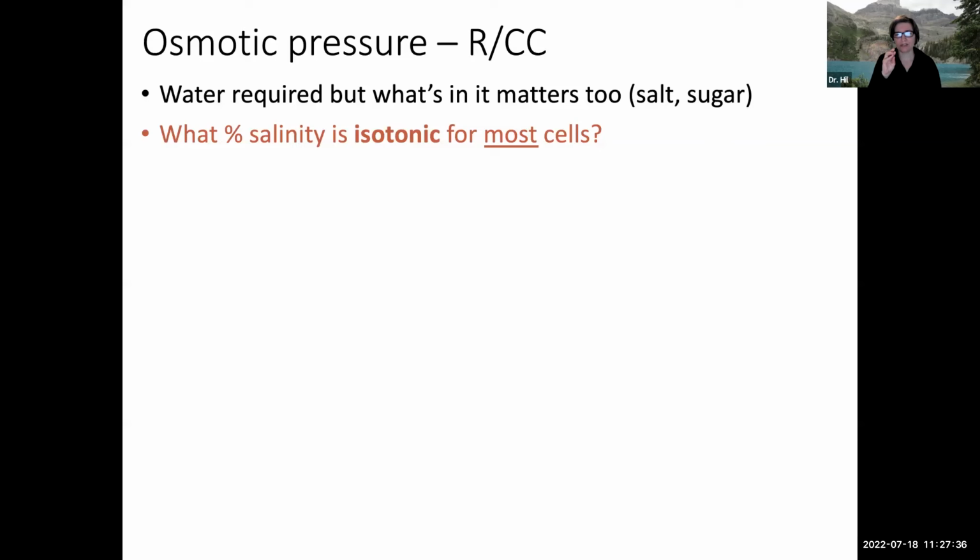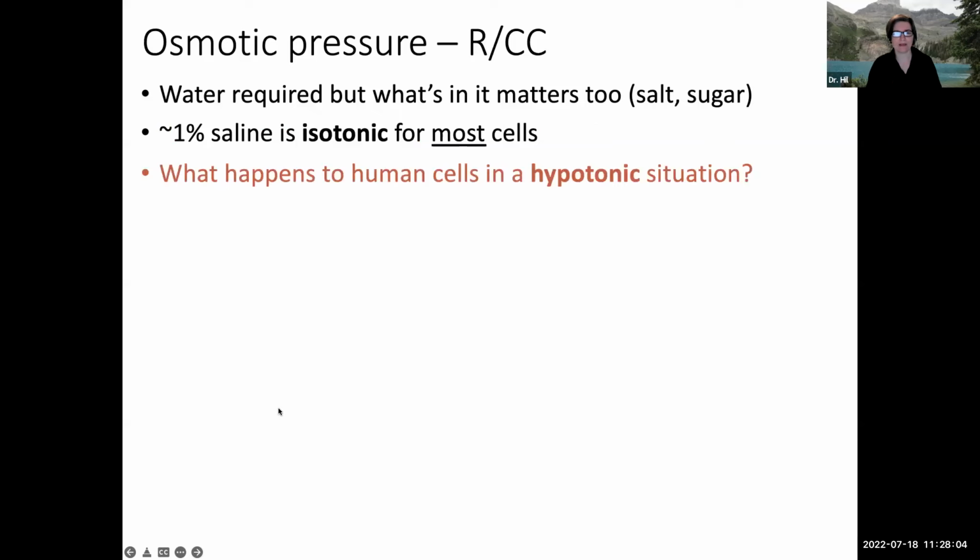What percentage of salt is considered to be isotonic for most cells? That would be where the cell's insides are at a particular percentage of salt, sugar, and ions, and the outside world is similar. So overall, the net movement of water is 0. What's that percentage of salinity that's considered to be isotonic for most cells? We, of course, are included in this. Yeah, it is around 1%. Humans, it's like 0.9. Okay, so it's around 1%. If human cells are in a hypotonic situation, what happens to them?